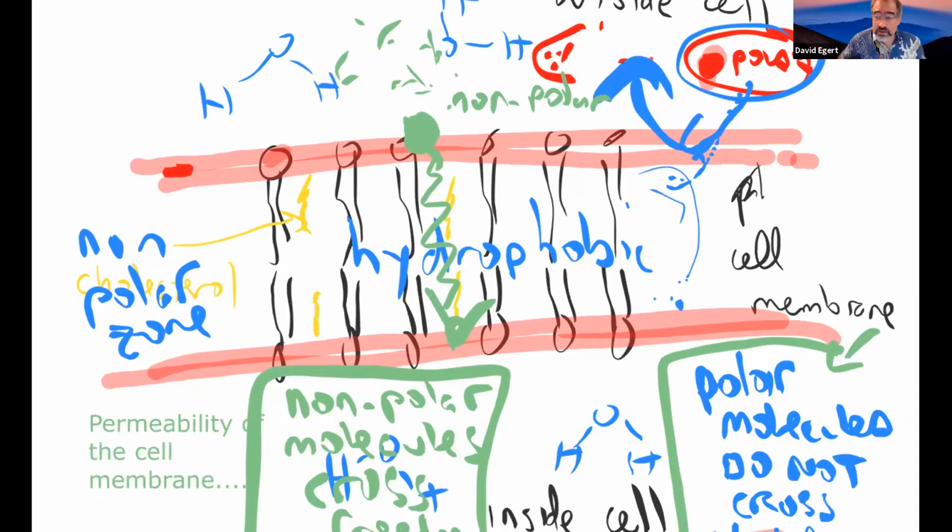Could you please repeat that again? I'm so sorry. It's just what it says here. Polar molecules do not cross without help. Thank you.